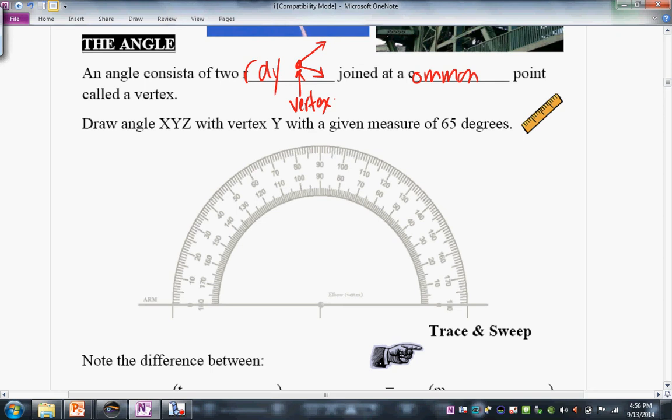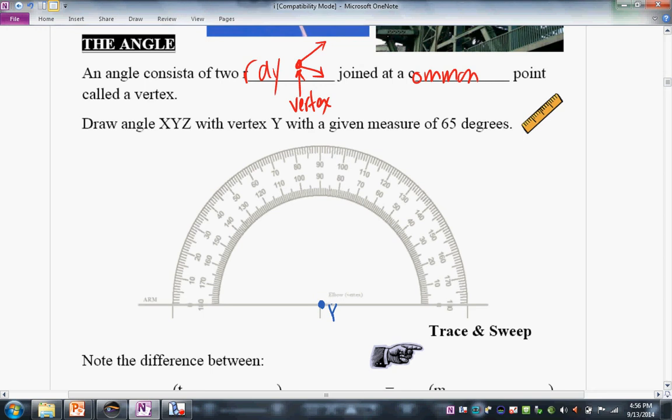So we're going to try drawing an angle XYZ with Y as the vertex, and the actual measure is going to be 65 degrees. Now because I say Y is the vertex, Y is like the elbow of the angle. So I stick it right here. That's going to be point Y. And now we're going to draw 65 degrees. We can go to the right or the left, it doesn't matter.